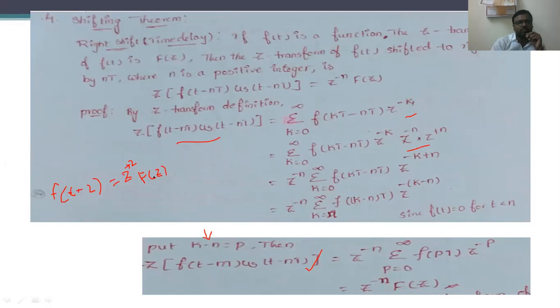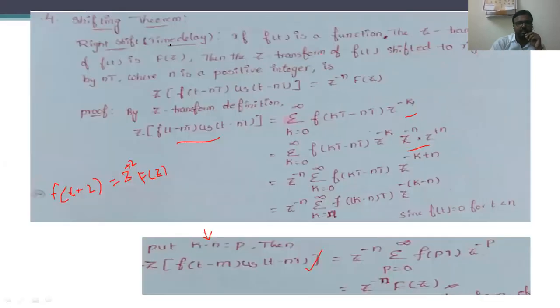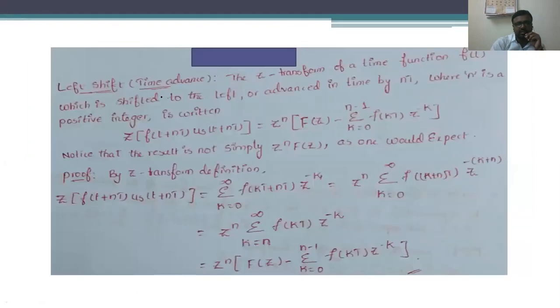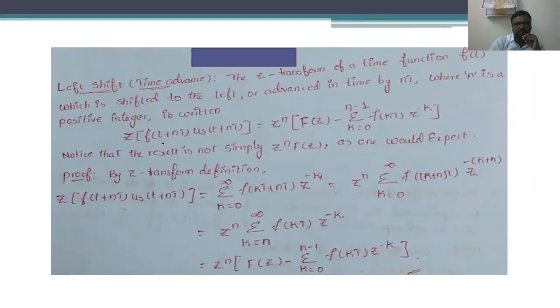Okay, so this is about the right shifting, and immediately we are going to discuss the left shifting. The right shifting is also called the time delay, and the left shift is also called time advance. In the previous statement we discussed f of t minus nT. Here we have to discuss f of t plus nT. Therefore, the Z transformation for a function f of t plus nT is equal to z power n into f of z minus sigma k equal to 0 to n minus 1 f of kT into z power minus k.